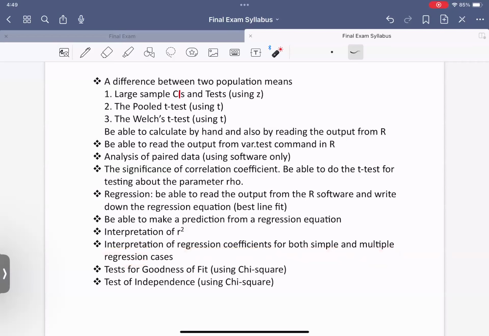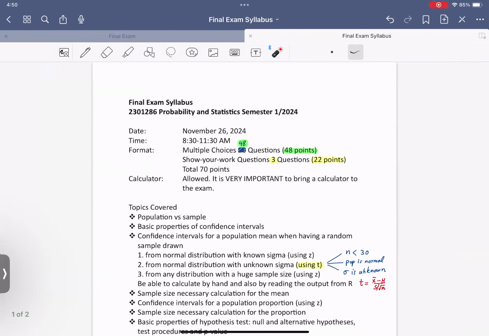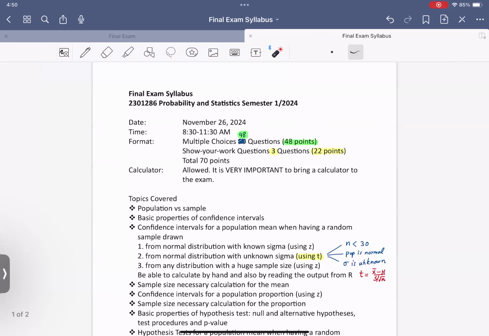All right, so the last two topics for the final exam are going to be the goodness of fit test using the chi-square distribution, and also the test of independence using the chi-square distribution. To make sure that you have a sense of what the exam looks like, you're going to see a sample of the final exam questions from last year's exam. Okay. All right. So that is the final exam syllabus.